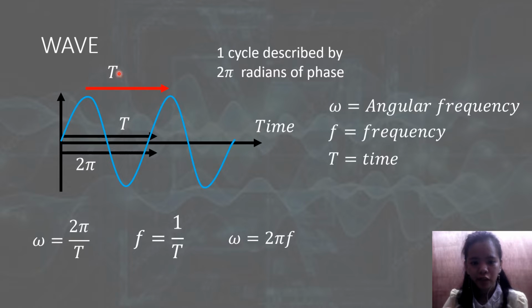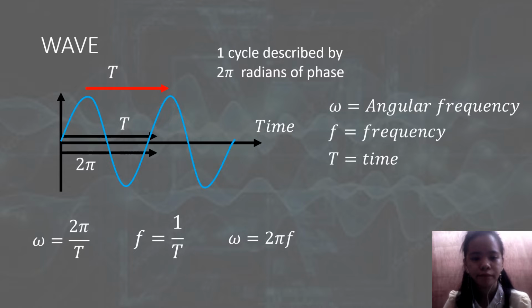From here to there is the period T, and also here is the time. So to get omega, omega is equal to 2 pi over T. Frequency is equal to 1 over T. One cycle is described by 2 pi radians of phase. Omega, the angular frequency, is 2 pi multiplied by frequency.